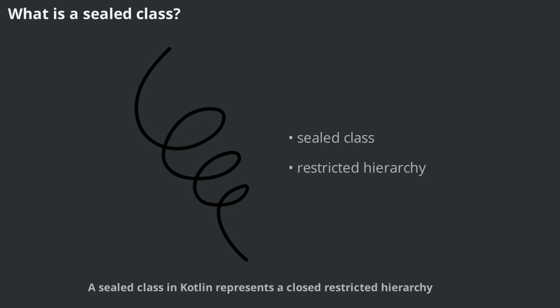Sealed class in Kotlin represents a closed, restricted hierarchy. It's like an enum on steroids. While enums are limited to single instances, sealed classes allow subclasses with their own unique states. This is perfect for modeling scenarios where a value can only be one of a limited set of types, but each type might hold different data.